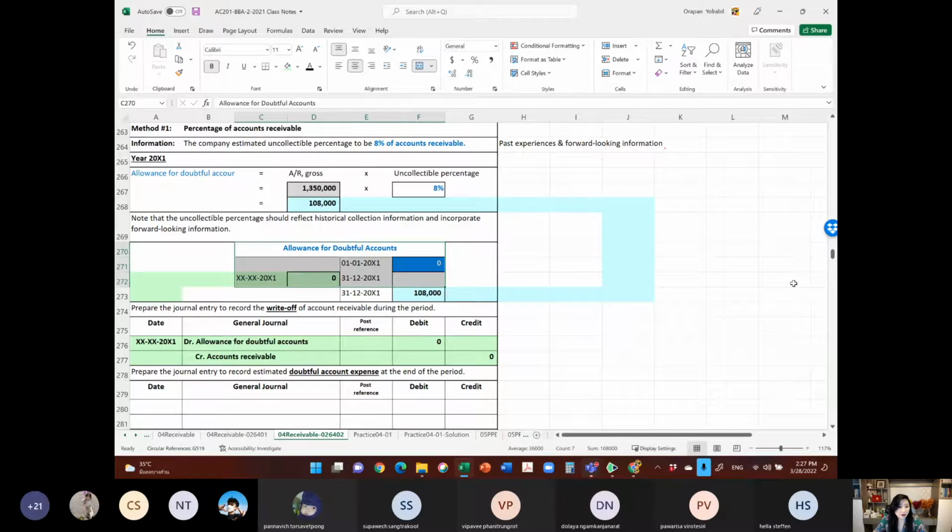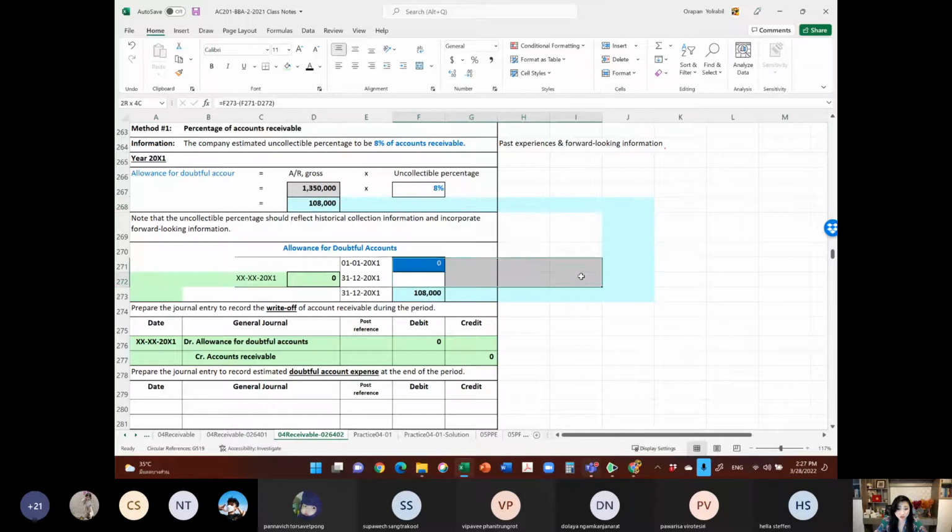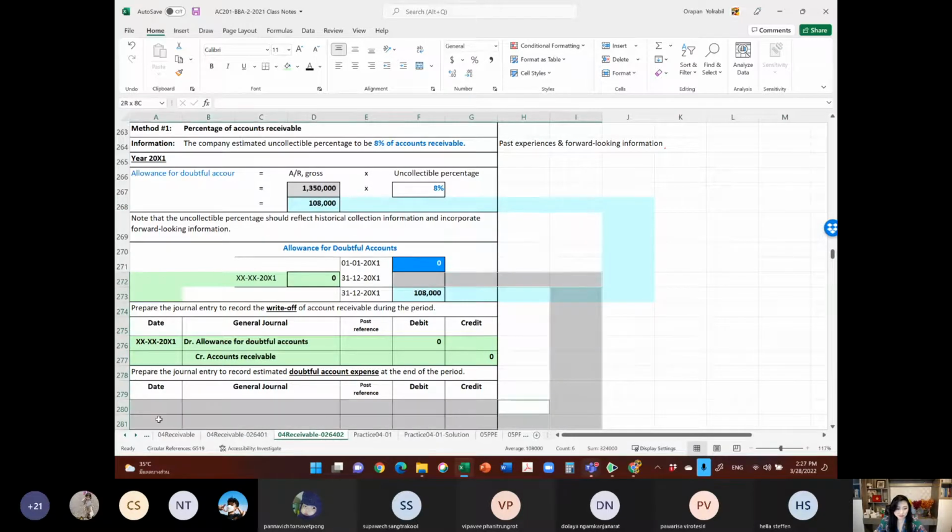But at the end of the year, what do you want? Right now you have 0. But at the end of the year, you want the balance to be 108,000. So my question to you is, what will be the amount of the increase that we should record here, so that at the end of the year, we have what we want, which is 108,000.